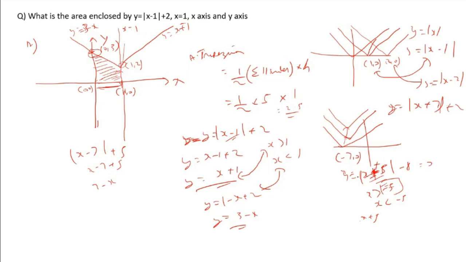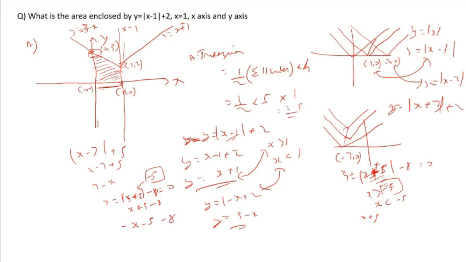So for the example we were discussing, if it was y equal to mod of x plus 5 minus 8, please get this absolutely clear because it will be of much utility even in functions and so on. If x is greater than minus 5, then this will anyway be a positive number, so it will be x plus 5 minus 8. The critical point here is minus 5. If it is less than minus 5, then this entire thing would be negative, so you'll have to take minus x minus 5 minus 8.